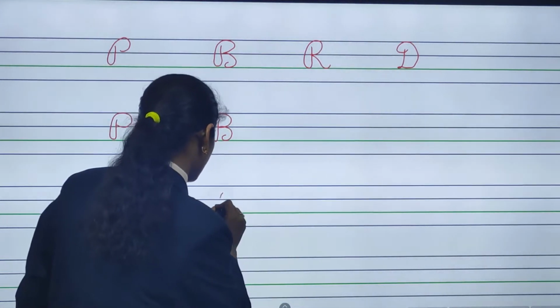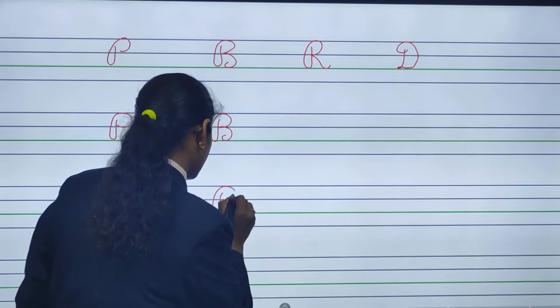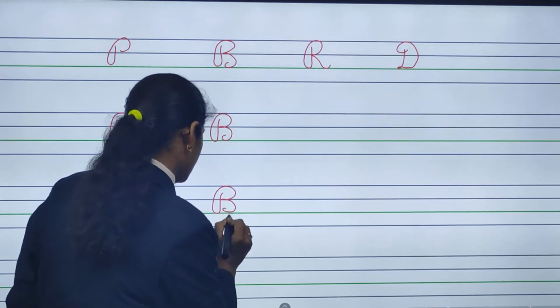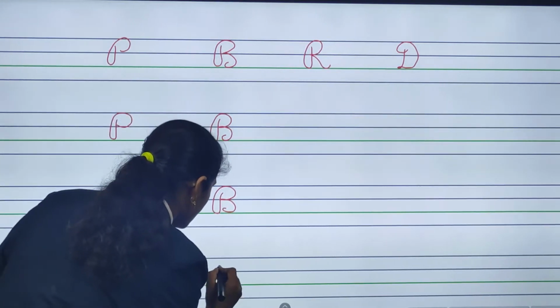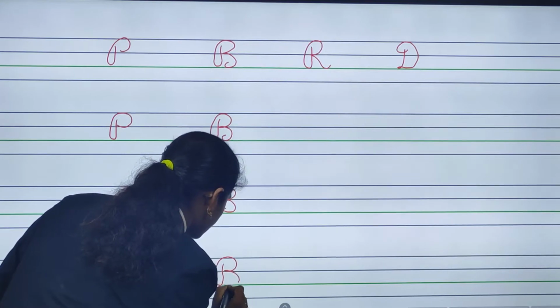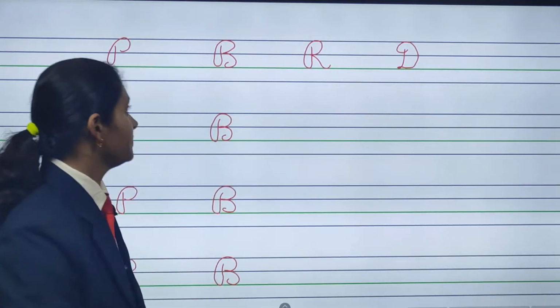So again we will write this. Yes, same as this is capital cursive B. Which letter is this? Capital cursive B.